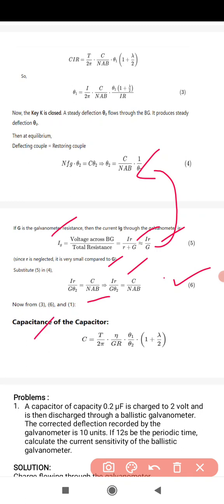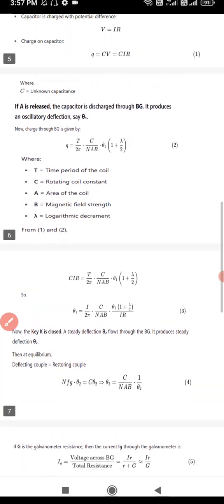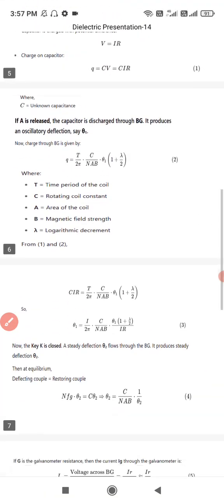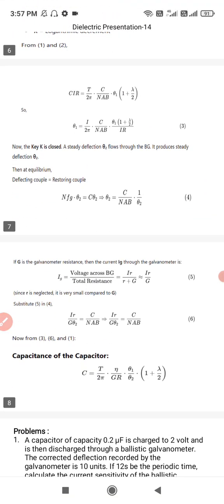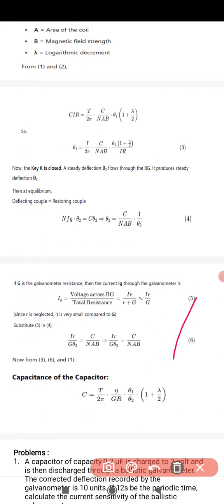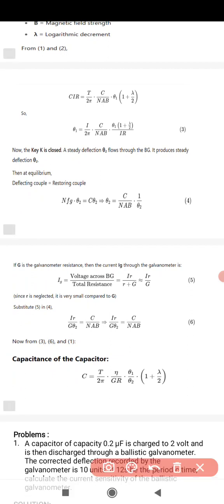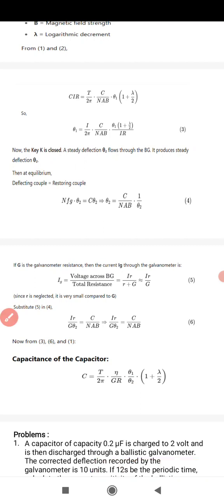Now, from equations 3, 6 and 1, we get the equation for the capacitance of the capacitor: C is equal to T divided by 2 pi eta divided by GR into theta 1 divided by theta 2 into (1 plus lambda by 2).